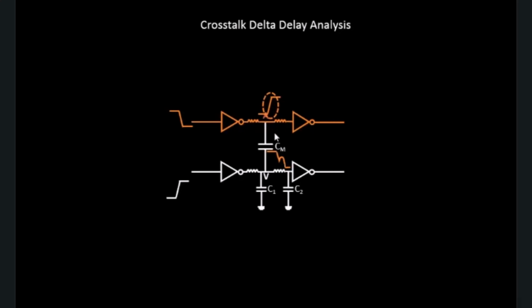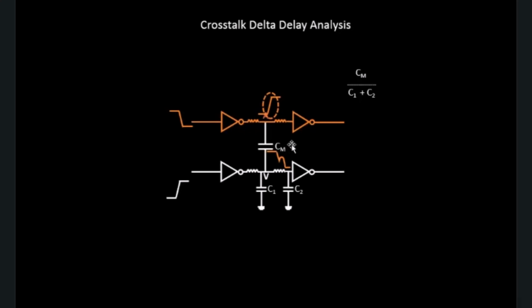There is a bump on the waveform itself. Now the amount of bump that will be present over here will be decided on how big the coupling capacitance is and how big the grounded capacitance is. So basically it's a ratio. If you see, there is this particular ratio, the coupling capacitance divided by the grounded capacitance. That ratio will decide the impact of this particular aggressor on this particular victim.